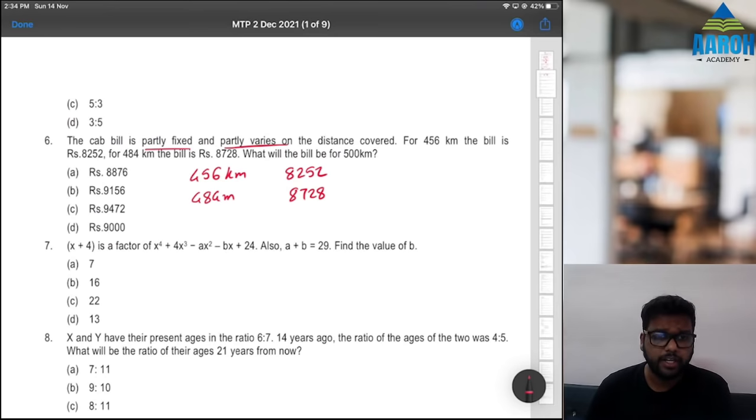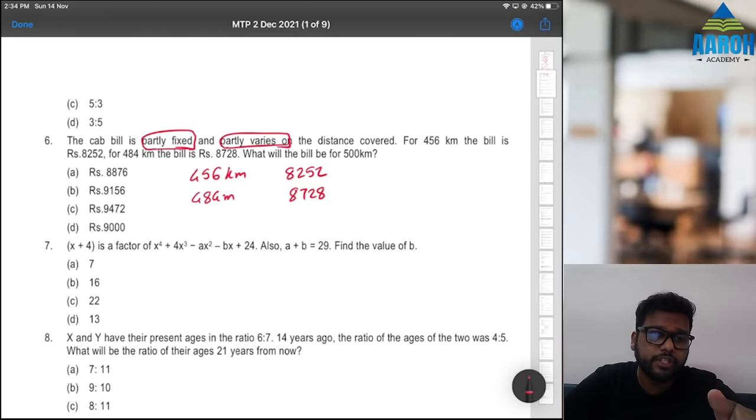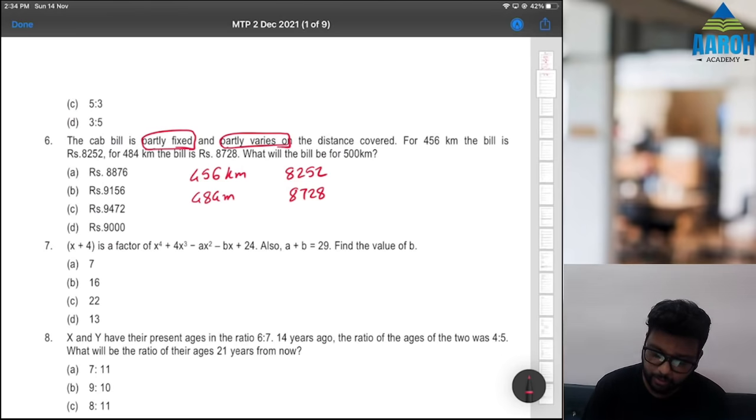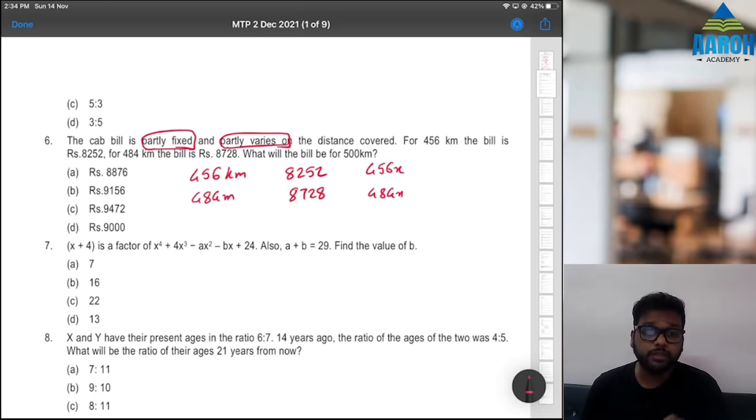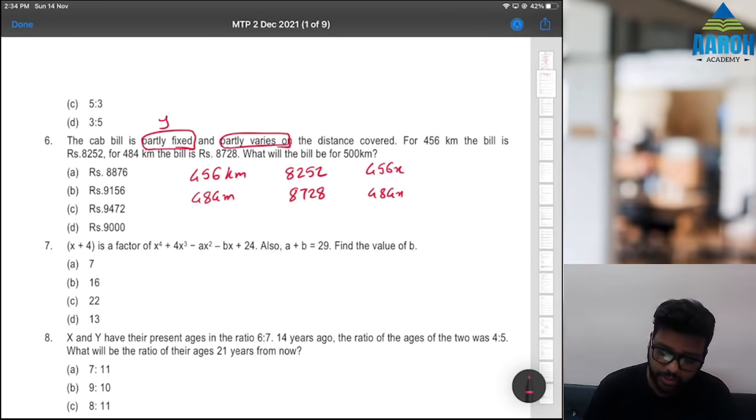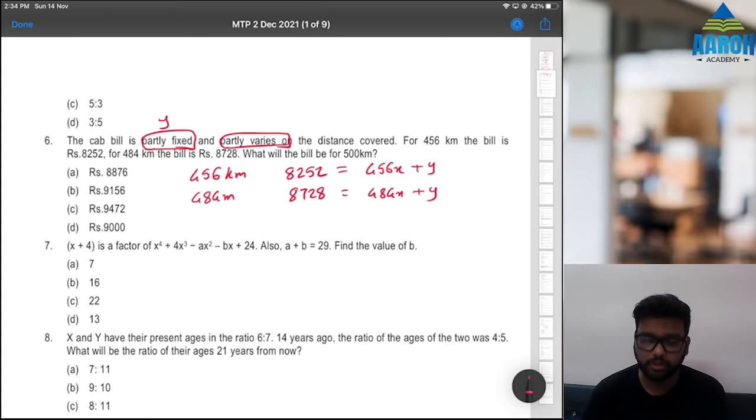Okay. Understand, there is some portion which is variable and some portion which is fixed. Variable is what? It depends on kilometers. So for example, it will be X for 1 kilometer. So for 456 kilometers, it will be 456X. And here it will be 484X, correct? Plus, there is some fixed portion. Let's say that fixed portion is Y. So plus there is some Y portion, and that gives us the total bill. So we can just solve these equations to get X and Y.